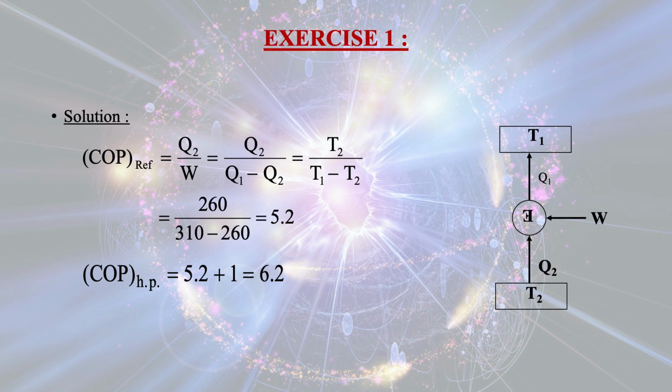So COP of heat pump, we know very well, is 1 plus COP of refrigerator. For the refrigerator you have calculated COP, that is equal to 5.2. So COP of heat pump will be 1 plus 5.2, equal to 6.2.